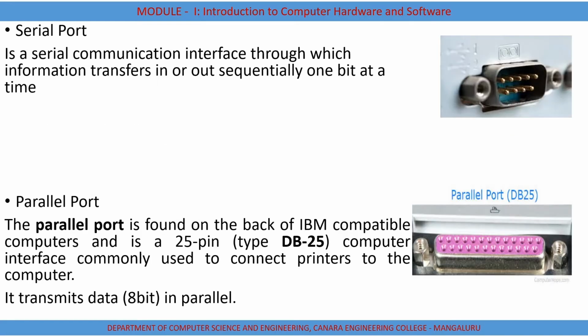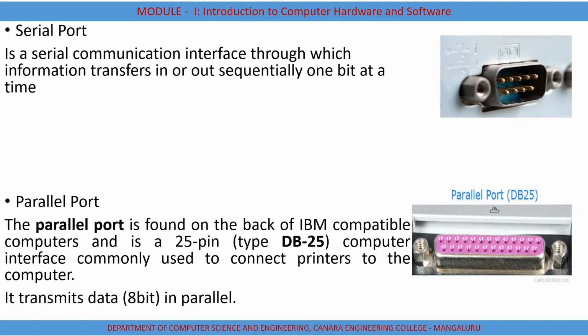Next we have the serial port. It's a serial communication interface through which information transfers in or out sequentially, one bit at a time. Older computers used serial ports to connect even input or output devices. But subsequently this has been replaced by USBs, so you won't find this in newer or modern day computers.